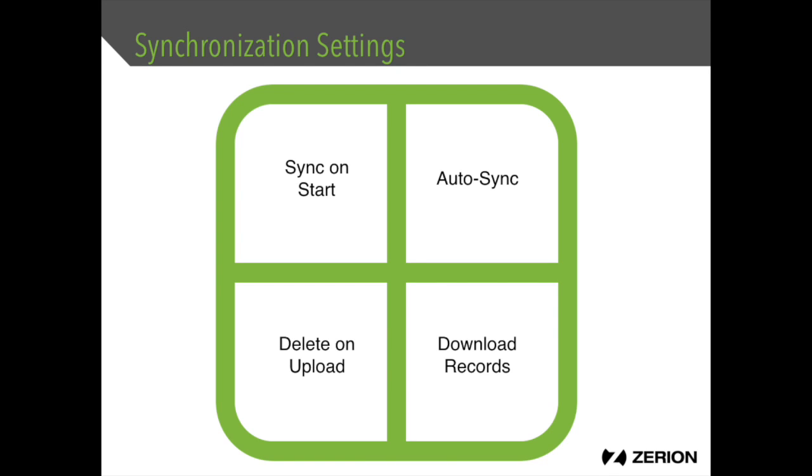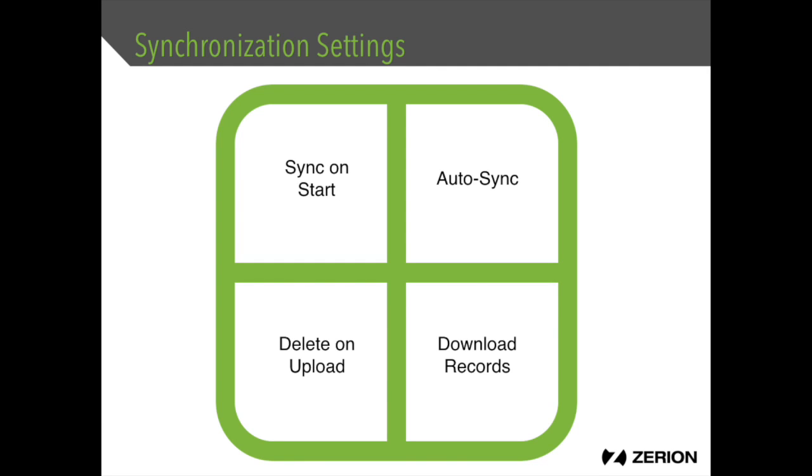But there are also 4 other settings underneath that server name that impact the way the device functions in relation to the cloud server. And these are the 4 of them: sync on start, auto sync, delete on upload, and lastly but not least, download records. Now, each one of these settings is a toggle, meaning it can be disabled or enabled. And I'm going to talk about how the device will function given each one of these settings.